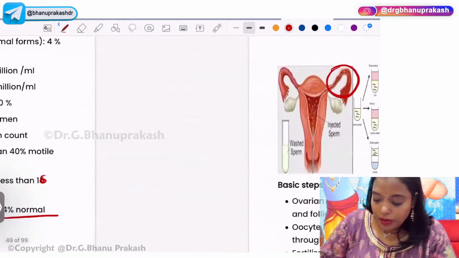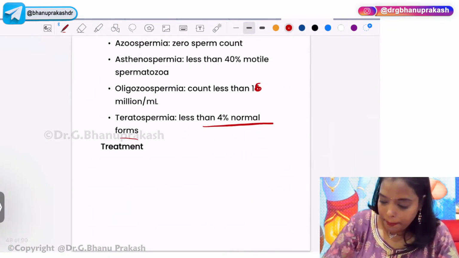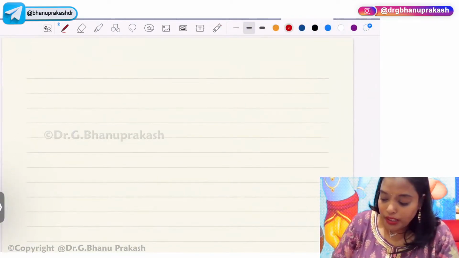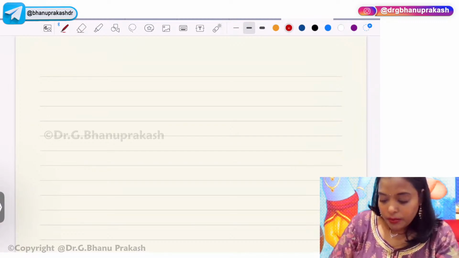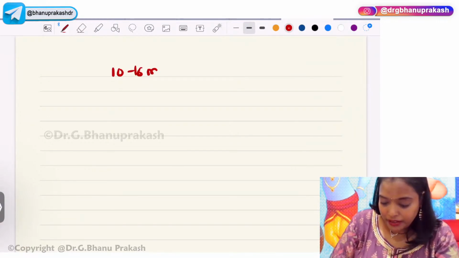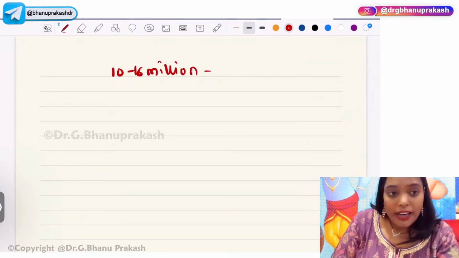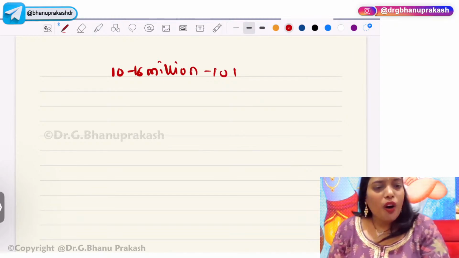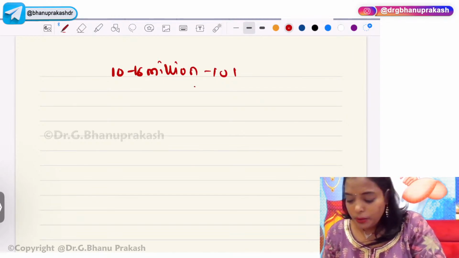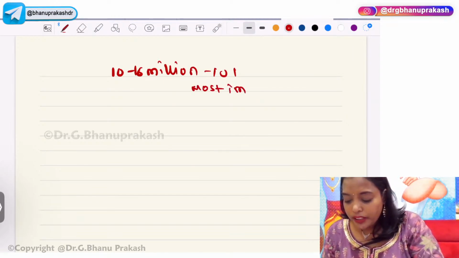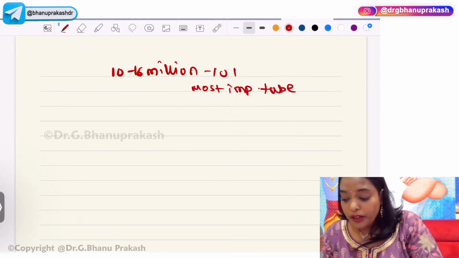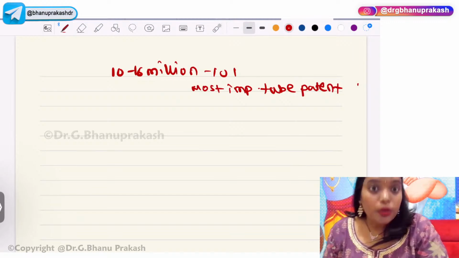Now, remember, when sperm count is between 10 to 16 million, go for IUI. What is the most important prerequisite for IUI? The tube should be open, the tube patent. If the tube is blocked, you'll go for IVF.